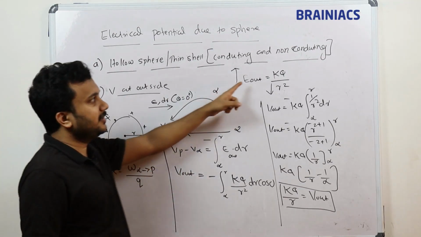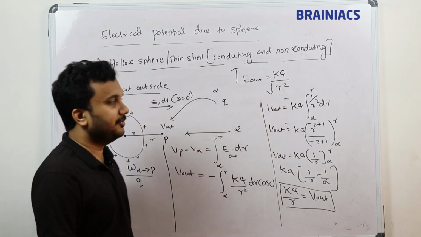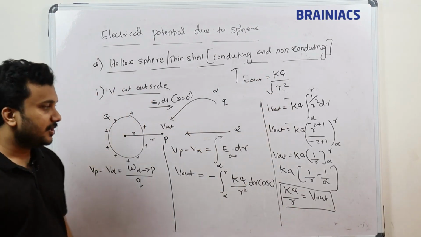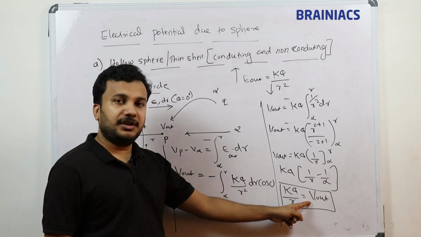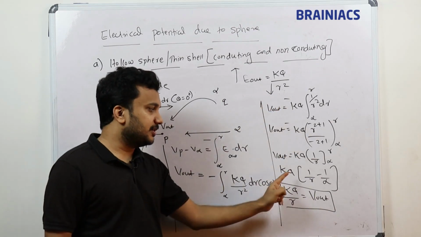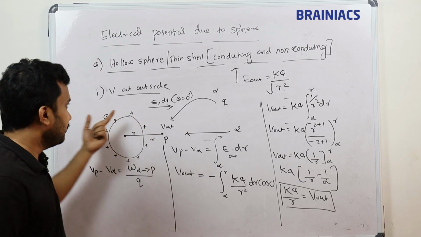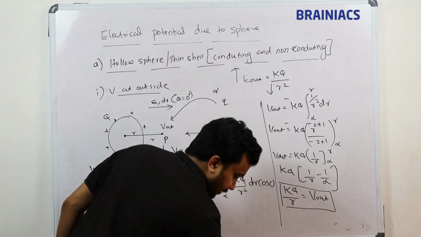What is the electric field intensity outside? KQ by r square. Here it is KQ by r. So outside, the electric field is KQ by r square and the potential is KQ by r. Hope this is clear to you. Okay, that is the electric field and potential outside the surface. Next we will see.